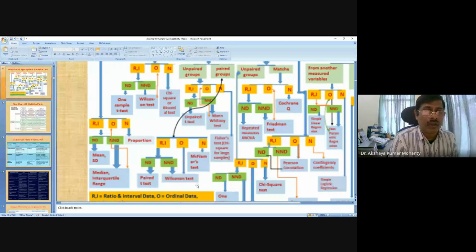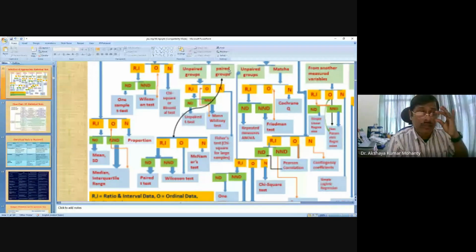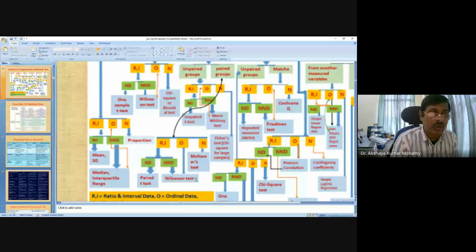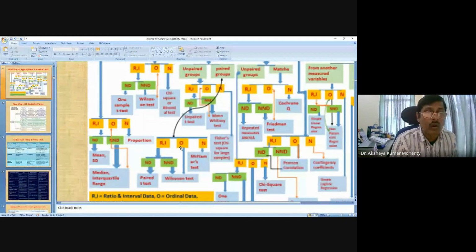Now we have to go for the paired groups under the ordinal data set. If data is in the ordinal scale and the groups are paired, then you have the option of the same Wilcoxon test. No other. That means the Wilcoxon test can be used for ratio, interval, or ordinal scales of data. So in these three scales of data, you have the option to choose the Wilcoxon test.